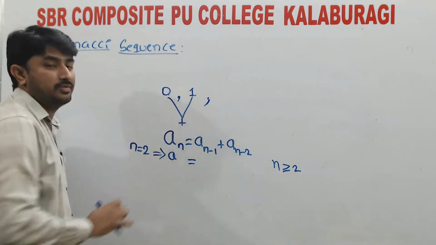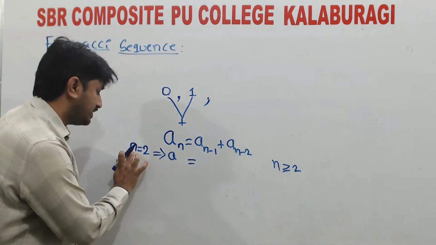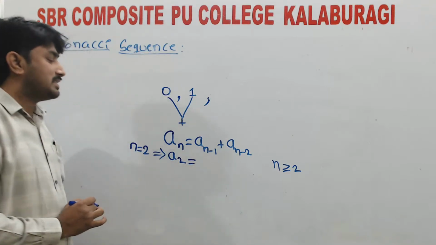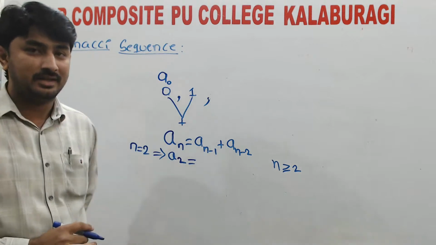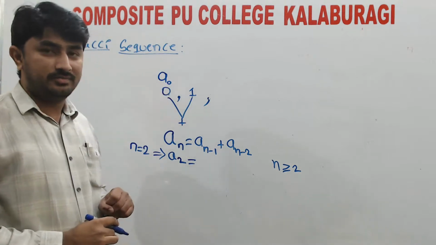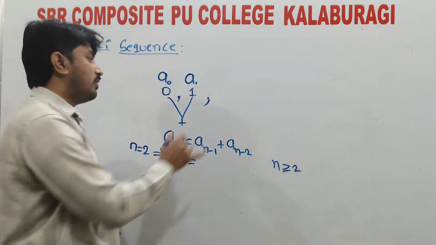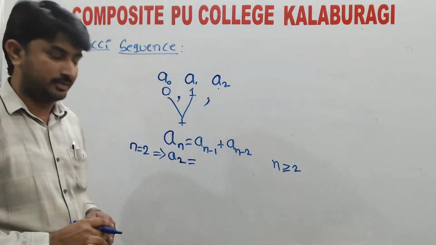The already known values are 0 and 1. A Fibonacci sequence always starts with 0 and 1. That's why I am taking n equal to 2 directly. A2 term means the second term. It means it is the initial stage called the A naught term, and it is the first term value A1. We want to find the A second term equal to how much?